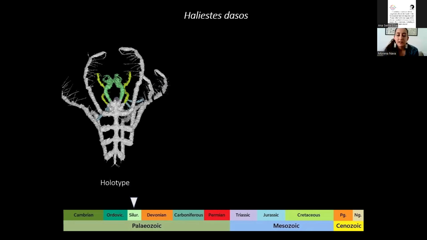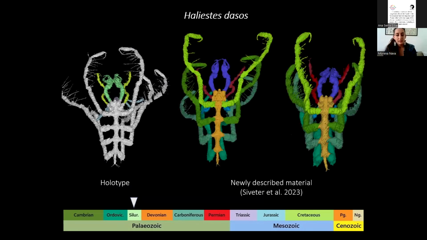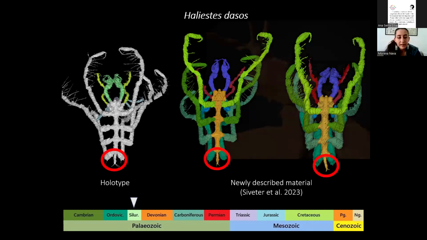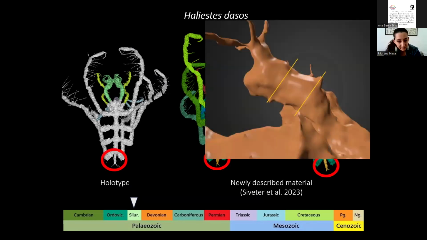Actually, it was included as a calibration point for pantopods in the previous divergent time estimation. But last year, some researchers described new material of this species, and they were observing some characters like the abdomen. And actually, it looks like it's segmented. And there are also some other characters in the anatomy of this species that suggest that this is not a pantopod. So we couldn't use it as a calibration point. So we had to exclude it and focus more on calibrations of the family's branches of our tree.